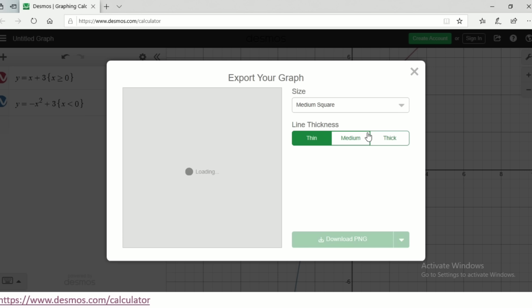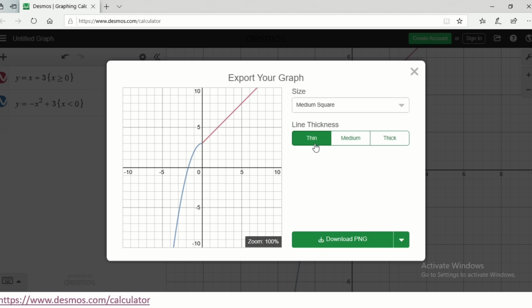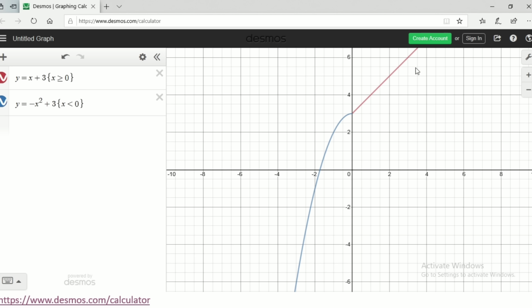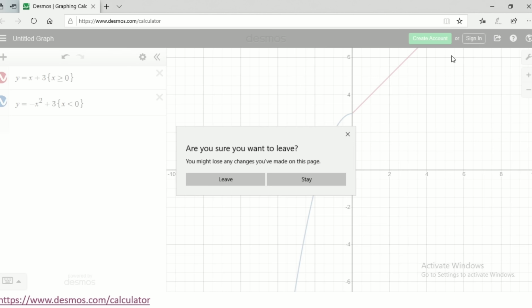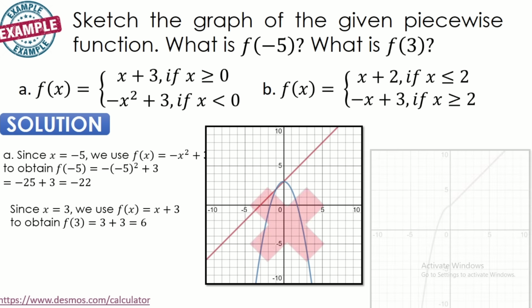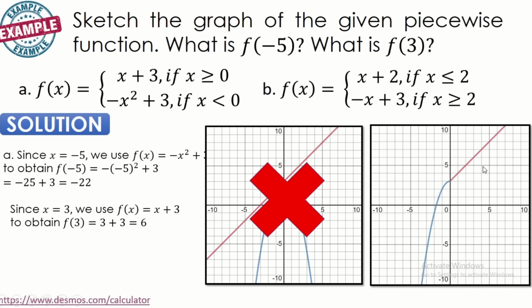Halimbawa, may assignment kayo, yan ang gagawin nyo. So, mamili kayo dito: it's either ganyan, medium, thick. And then, download PNG. Ganun lang ang gawin nyo. Okay, balik tayo sa presentation. Pag gamit yung Desmos, makikita mo agad yung graph. Kanina, pinakita ko yung graph ng piecewise function na to. Next, example tayo.